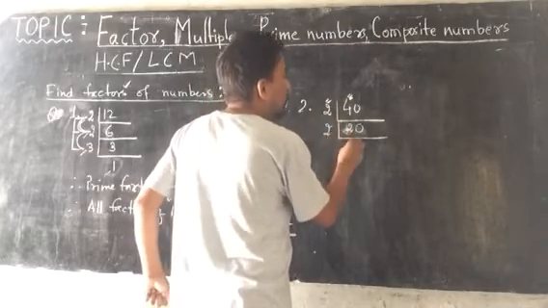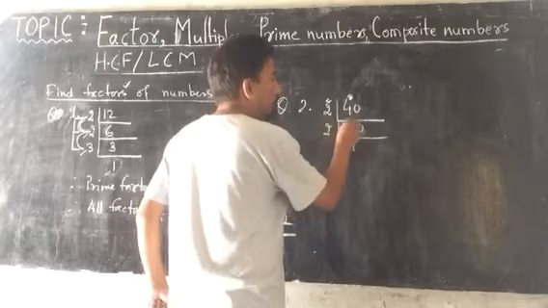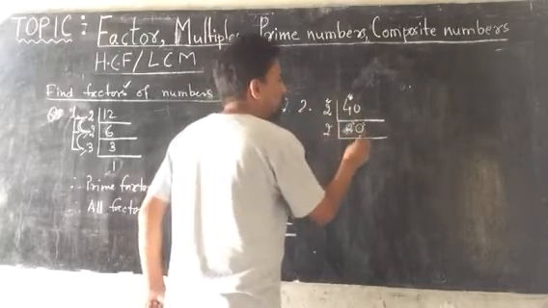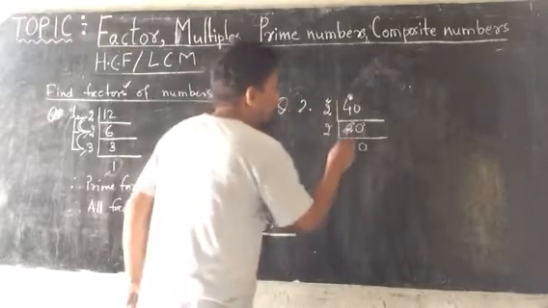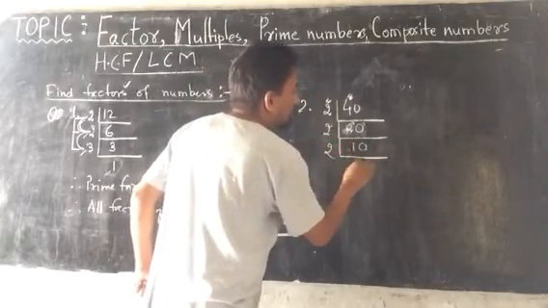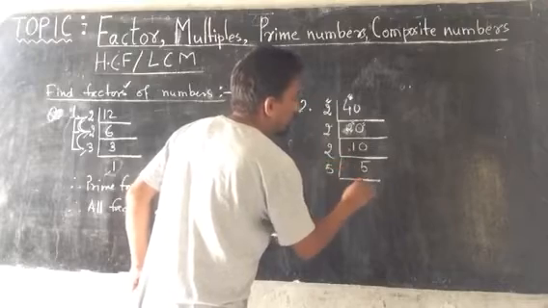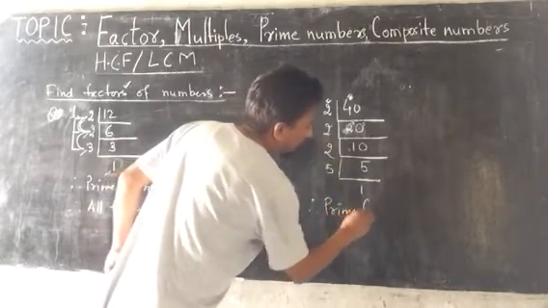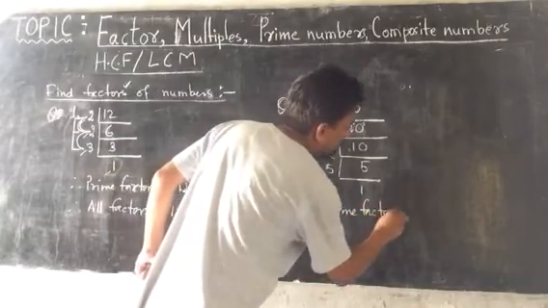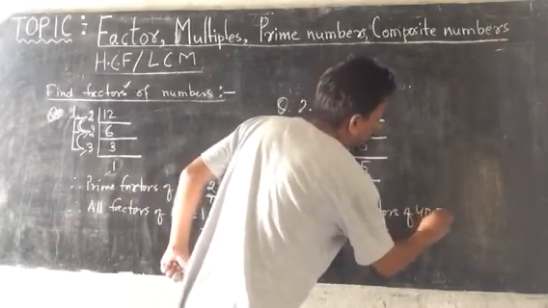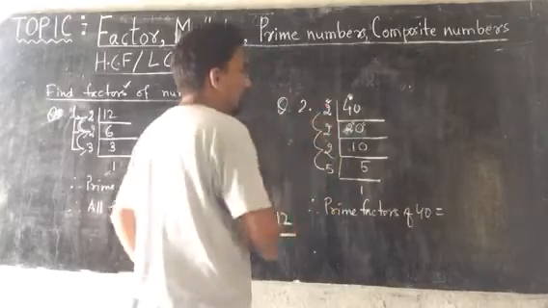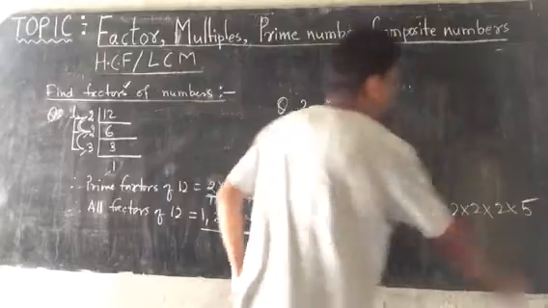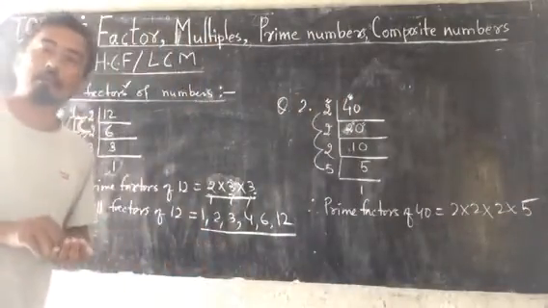By 2 again. 2 1s are 2. By 2 you have to divide 2 only first. 2 1s are 2. Again by 2 you have to divide 0. 2 0s are 0. Similarly by 2 again, 2 5s are 10. Again by 5, 5 1s are 5. So let me find first the prime factors of 40. These are the prime factors: 2 multiply 2 multiply 2 multiply 5.